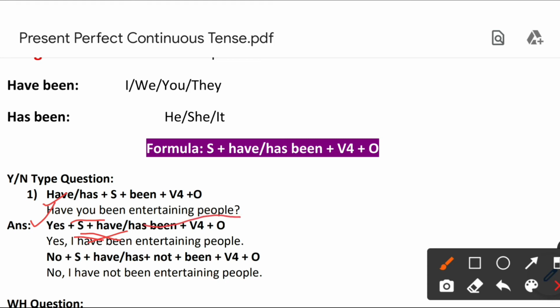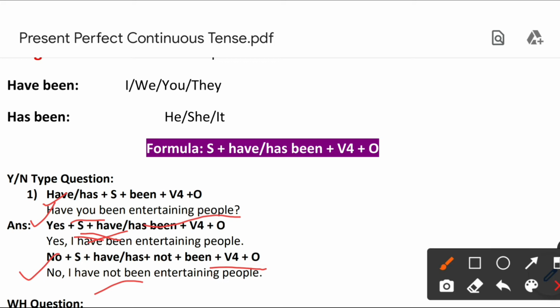entertaining people? Now, negative sentences: subject plus have or has plus not plus been plus V4 plus object. This is the formula for a negative sentence. Whenever you ask a yes-no type question, it has two responses, positive or negative. So to give a negative response, we have to use not in the third place.